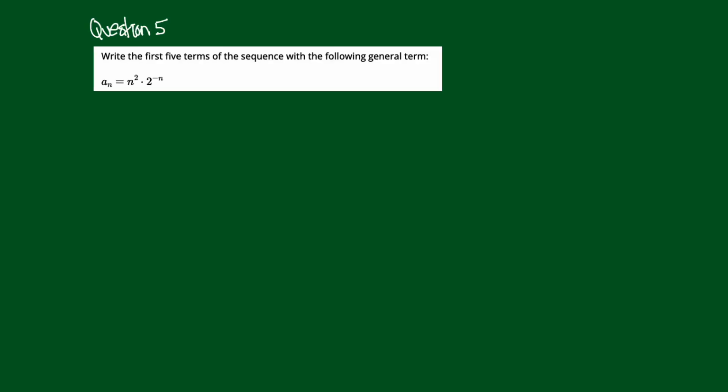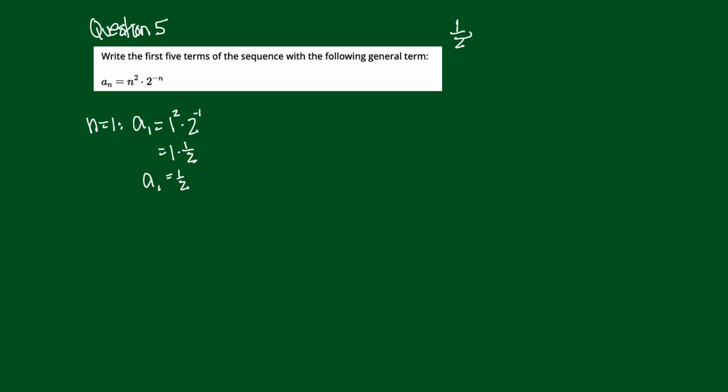Question 5. Let's write these first 5 terms. All right, so first up, when n is equal to 1, we'll get a sub 1. Now remember what you do. N is 1. So go up to your general term and replace all the n's with 1. I'll put a 1 here, a 1 here, and a 1 here. So I'll get a1 equals, right, 1 squared times 2 to the negative 1. 1 squared is 1. 2 to the negative 1 is 1 over 2. So I get 1/2. All right, so the first term here is 1/2. Now I'll write that up here at the top right.